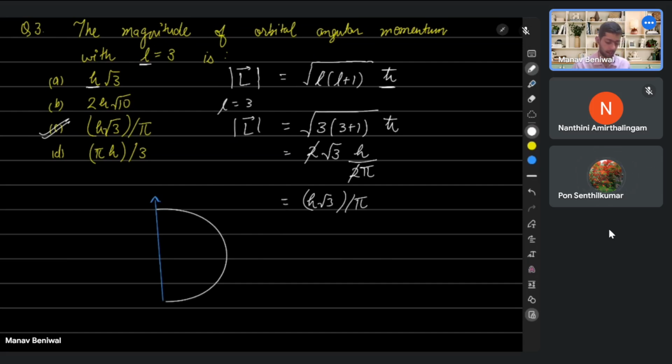Depending on this l, we have the values of ml. ml goes from minus l to l, so it will be minus 3, minus 2, minus 1, 0, 1, 2, 3. So total 7 values. On this semicircle we will have all these 7 values: 1, 2, 3, 4, 5, 6, 7. And then we can draw our angular momentum vector like this.